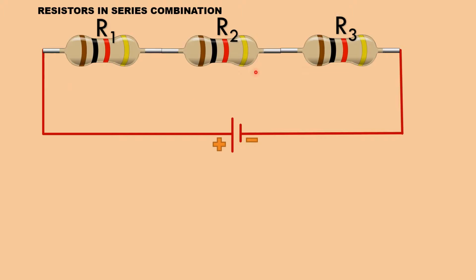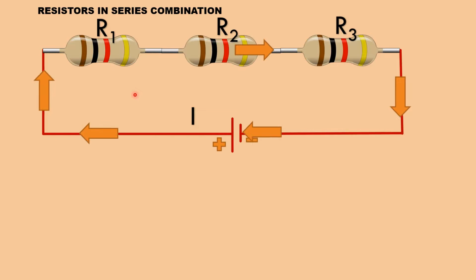When the ends of this combination are connected to a potential difference, a current flows through the circuit when the circuit is completed, and this is the direction of current flow. So the current is flowing in the clockwise direction, and whenever the current flows through each resistor, a voltage will be developed across each resistor.